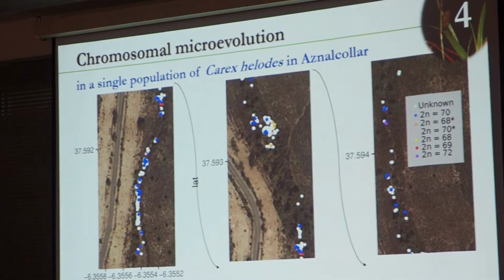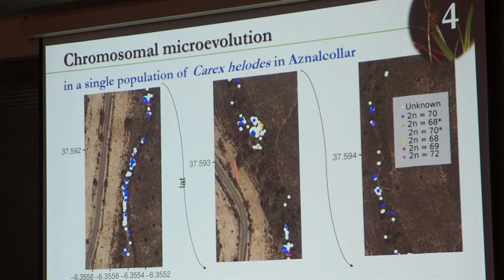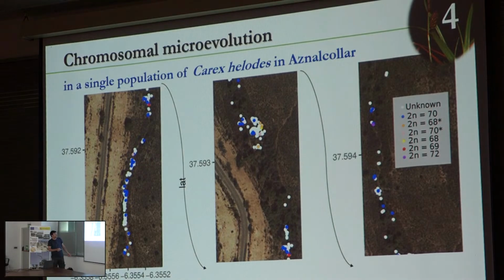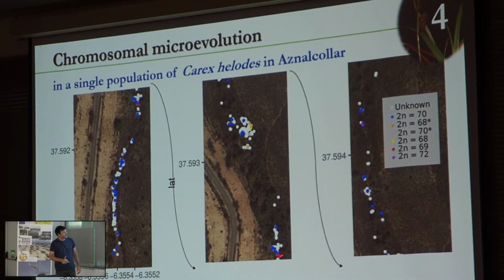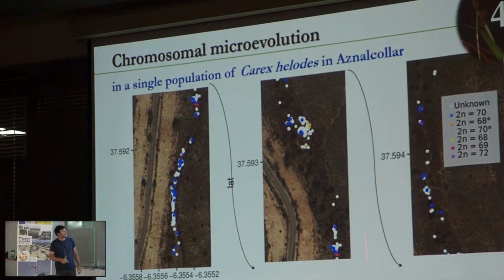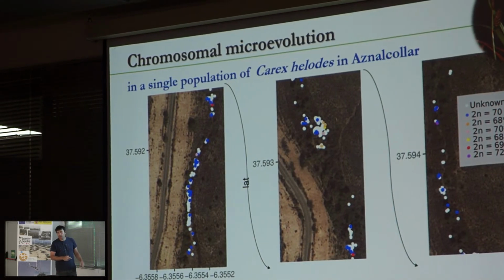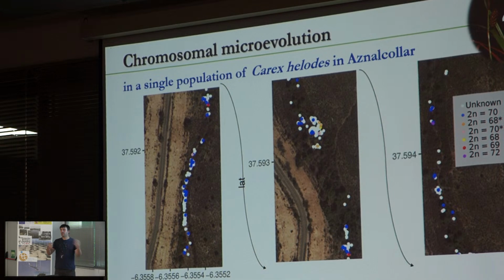wouldn't say it's enough information to claim a non-random distribution, but the middle one looks. But here, looks in the place that we have this, so we have the temporary stream. And here we have some kind of a wet prairie with a bunch of individuals.